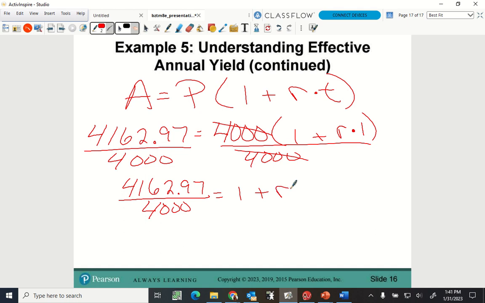But wait, I want to get R by itself, don't I? How do I get rid of that 1? Yeah, I'm going to subtract 1 from both sides. So 4162.97 divided by 4,000 minus 1 is equal to R.